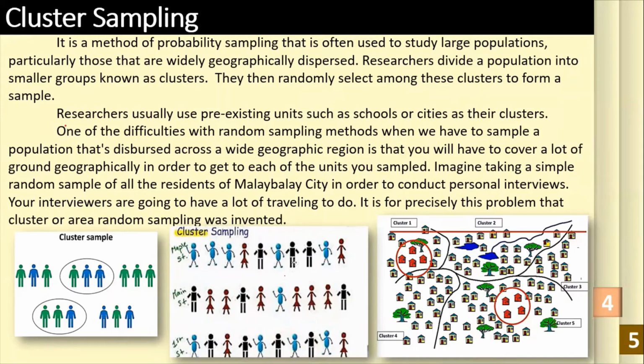Cluster sampling is a method of probability sampling that is often used to study large populations. So pag dako na kayong population, it is wiser to use cluster sampling, particularly to those that are widely geographically dispersed. So researchers divide the population into smaller groups. So medyo same na siya sa stratified, no? Kanilang siya kay clusters. And then randomly select among these clusters to form a sample.